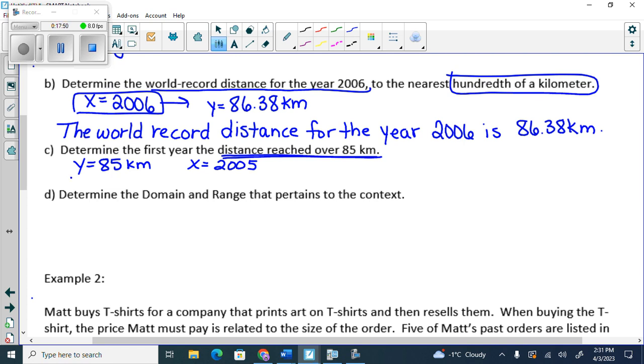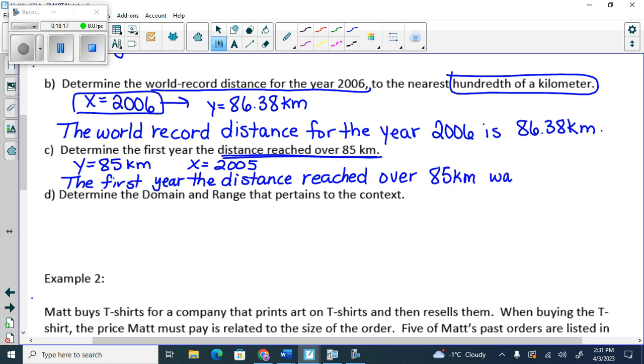Determine the first year. The first year, because in 2004 it didn't reach that, right? It says over 85 kilometers. So the first year the distance, make sure you're using your calculator, reached over 85 kilometers was in 2005.